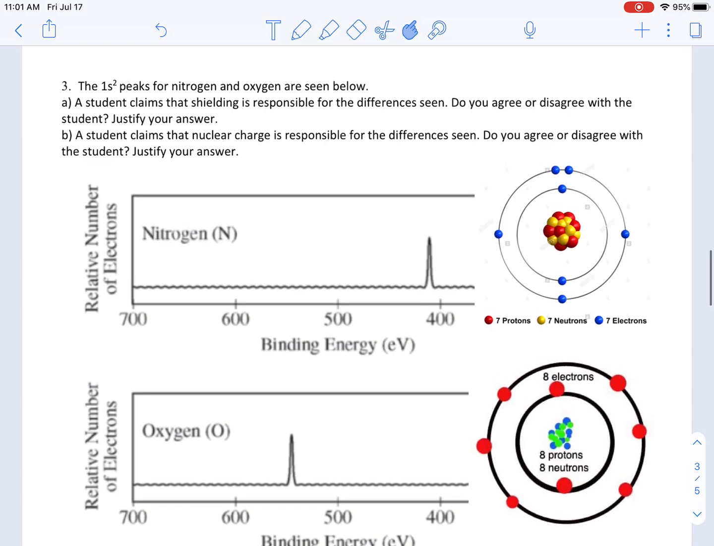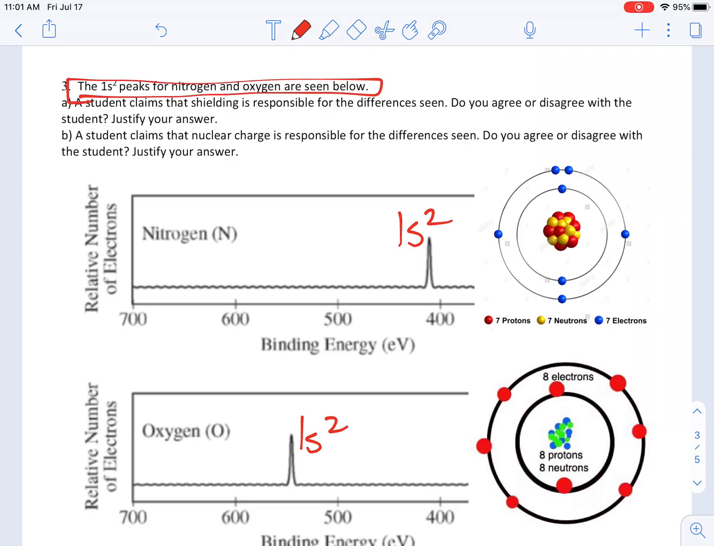Number 3 is comparing two different elements. We are comparing oxygen and nitrogen here. According to this, this is the 1s2 of nitrogen, and this is the 1s2 of oxygen, because that's what it says here. We're just looking at the 1s2, and we're trying to figure out why there is a difference between them.